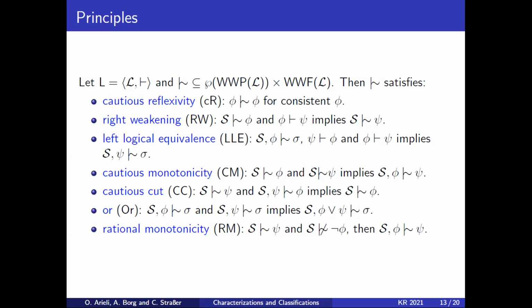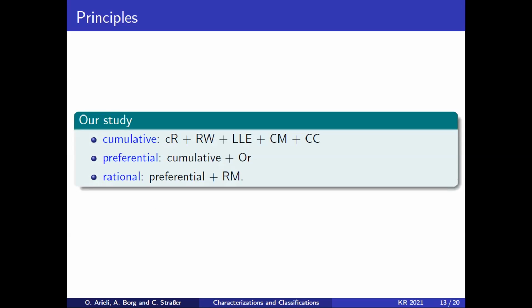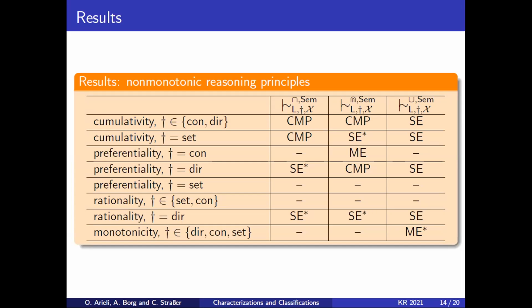There are weaker variants of transitivity, but we don't consider each of these separately, but in three groups, namely cumulative, which contains cautious reflexivity, right weakening, left logical equivalence, cautious monotony, and cautious cut. Then preferential entailment relations that are cumulative and satisfy OR, and rational entailment relations that are preferential and satisfy rational monotonicity. Now, these are our results.